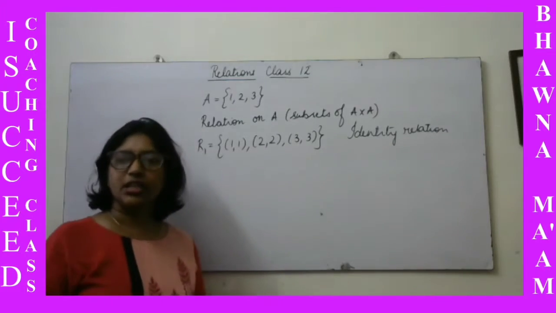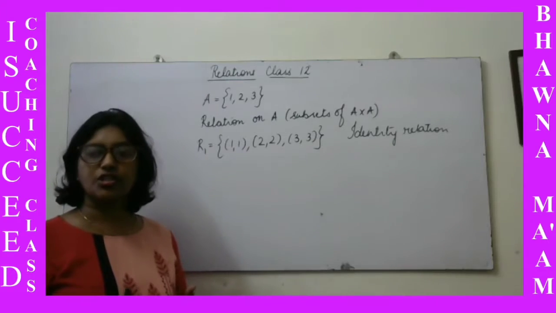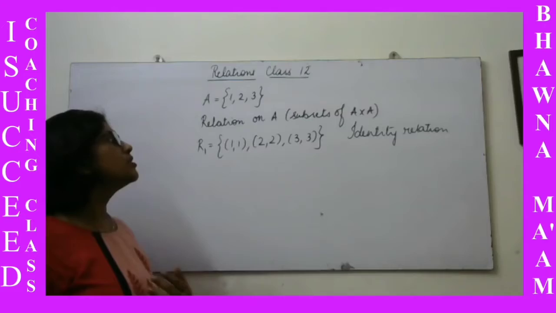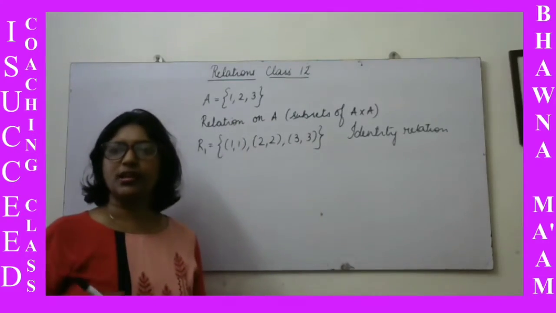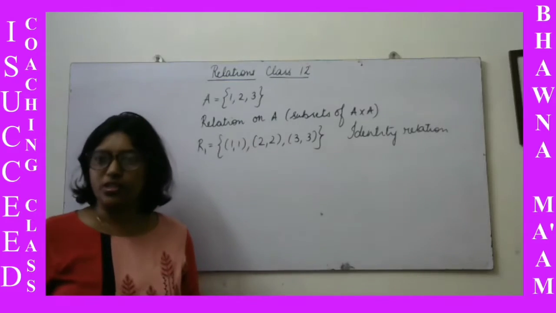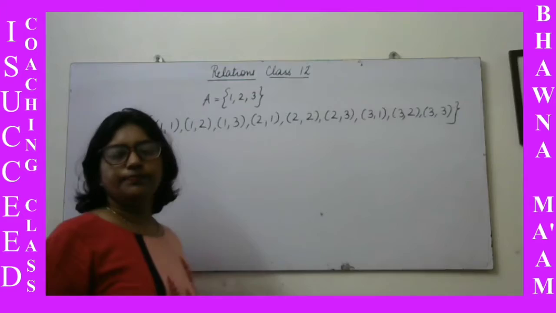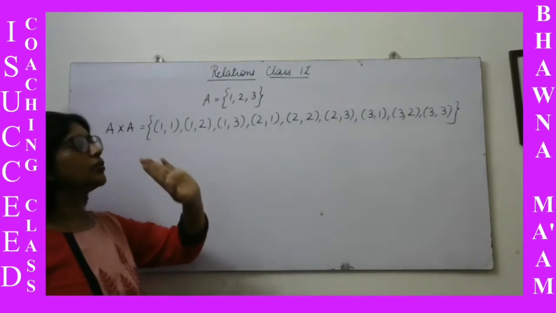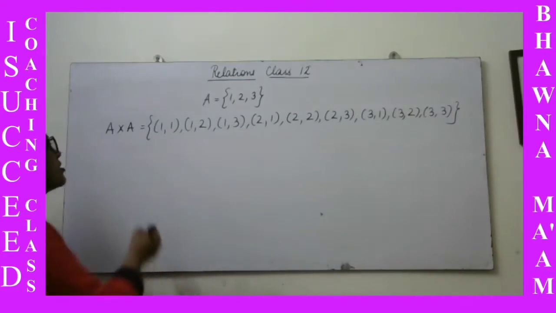Now what we have in the class 12th chapter is about the various types of relation, like reflexive relation, symmetric relation and transitive relation. So we take that. For that, I will first write the whole set A cross A and let us find out different subsets of that to see which ones are satisfying the condition. So this is A cross A, I have written here.